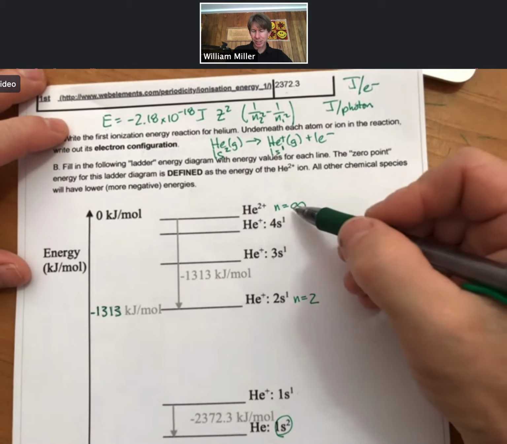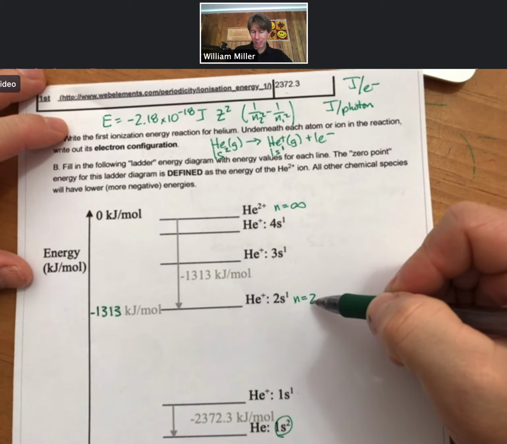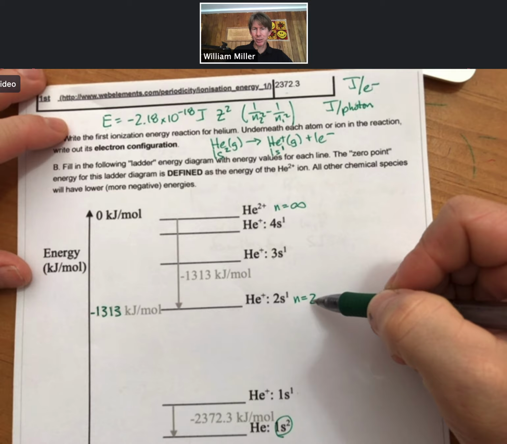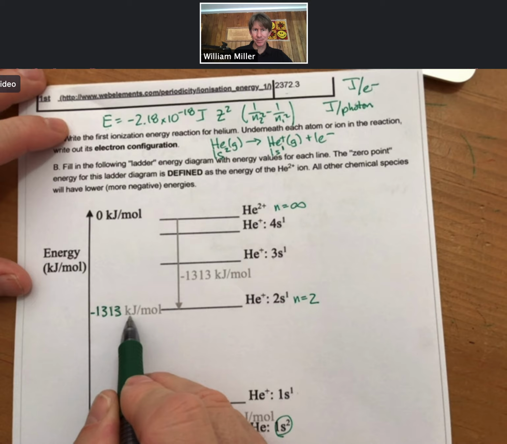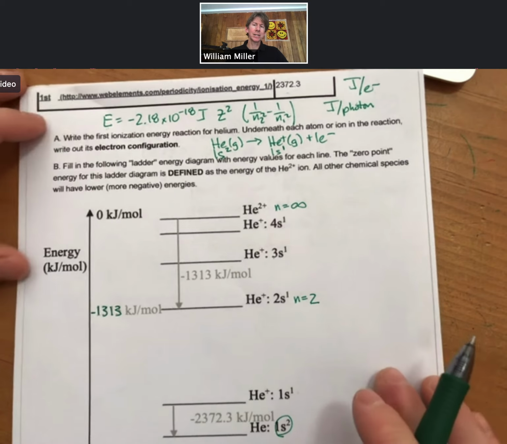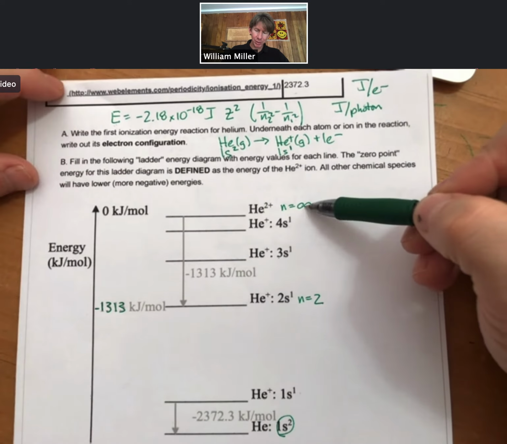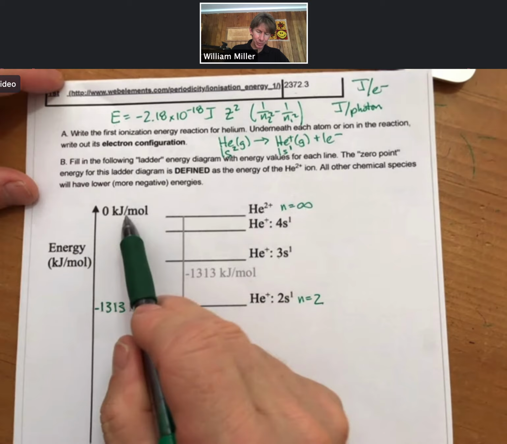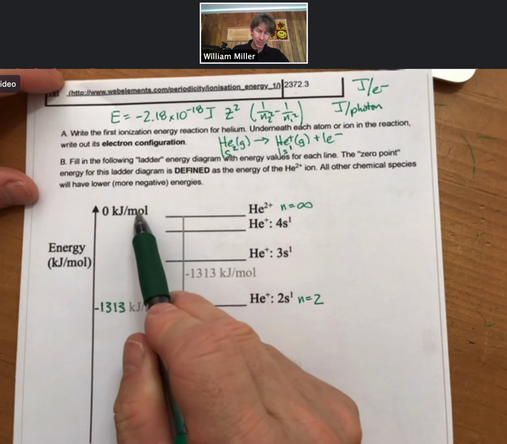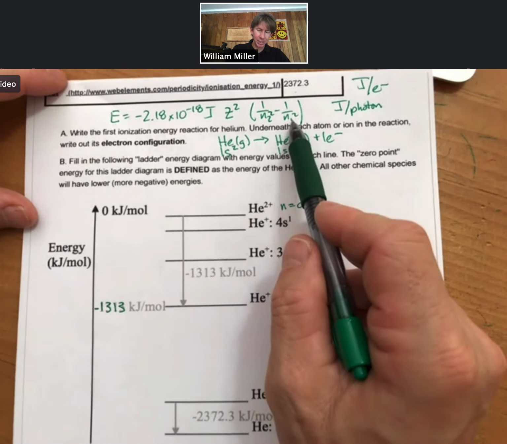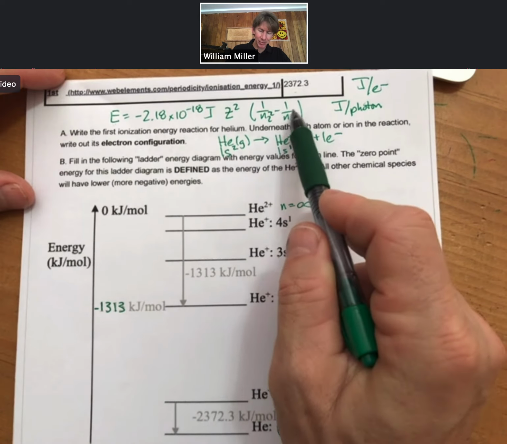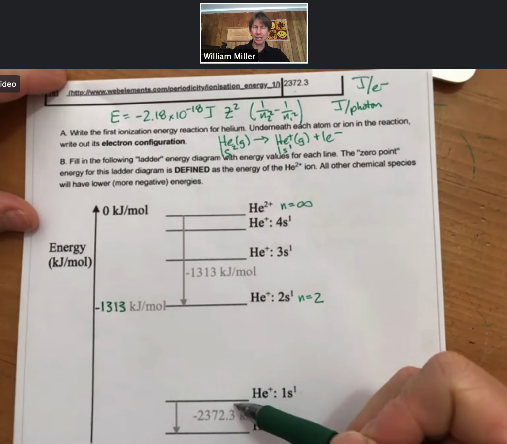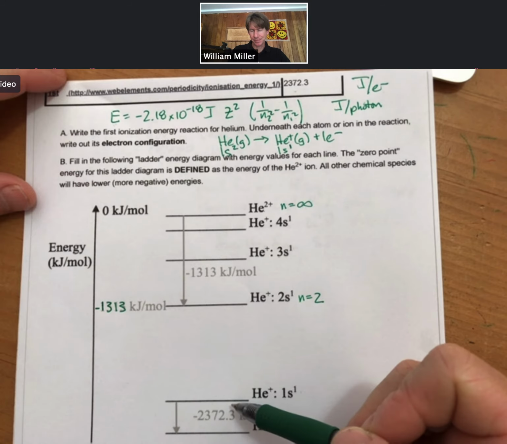Since we started up at infinity, we went down minus 1313 kilojoules, and that's the energy of this level. And when doing calculations of this sort, if you start with n equals infinity and we've defined that as 0, I would just use n1 as always infinity. Then this part cancels out, and you're just calculating the energy for each of these levels.